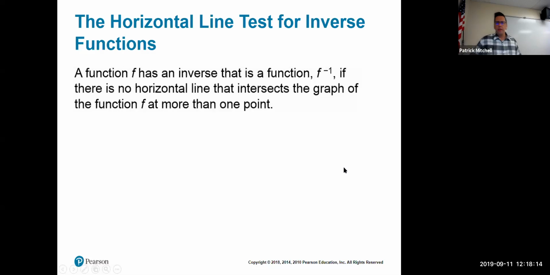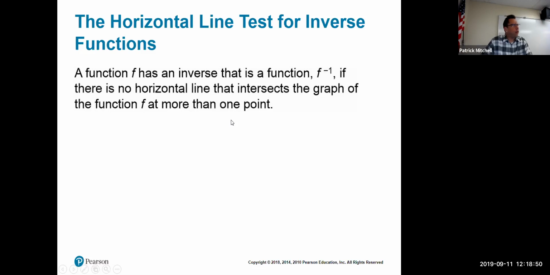Okay. This brings us to a way to tell very easily from the graph of a function whether or not it has an inverse. Okay. So let's read this and maybe think a little bit about why this is true. A function f that has an inverse that is a function, I usually just say a function f has an inverse if there is no horizontal line that intersects the graph of the function at more than one point.